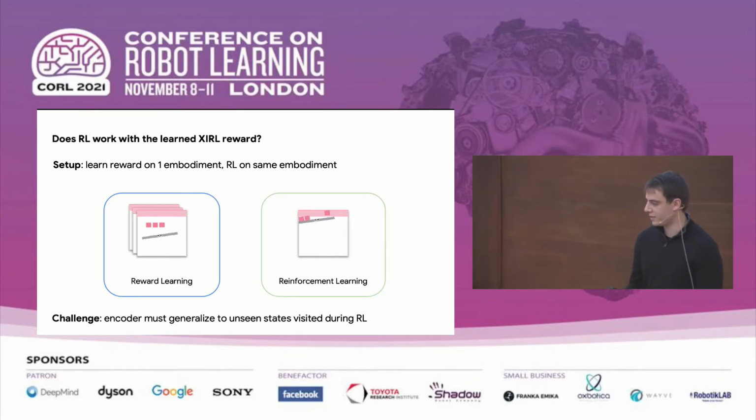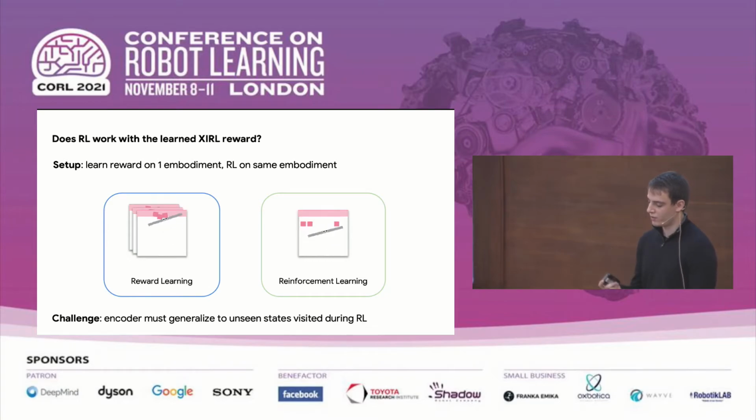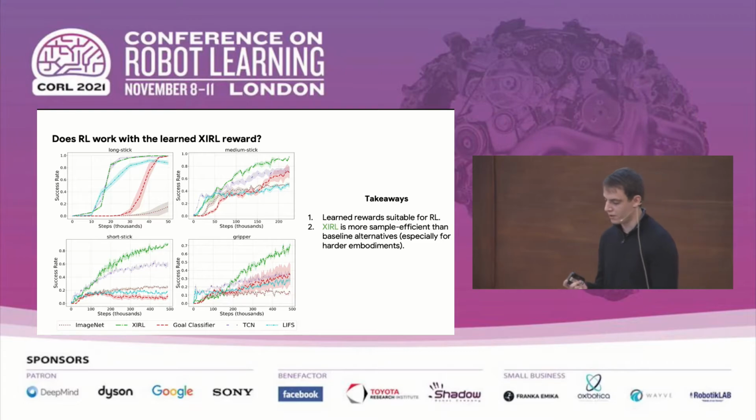The first question we wanted to ask was whether reinforcement learning could work with our learned reward. The setup here is that we train our reward on demonstrations of one agent, and we perform reinforcement learning on that same agent. The challenge is that our encoder should generalize to states that were unseen in the pre-training demonstrations. What we see is that across the board on all 4 agents, our method results in more sample efficient policies. Note that all these curves use the same RL algorithm. It's just the reward that changes. Our policies, especially on the harder agents like the short stick and the gripper agent, perform significantly better than baseline alternatives.